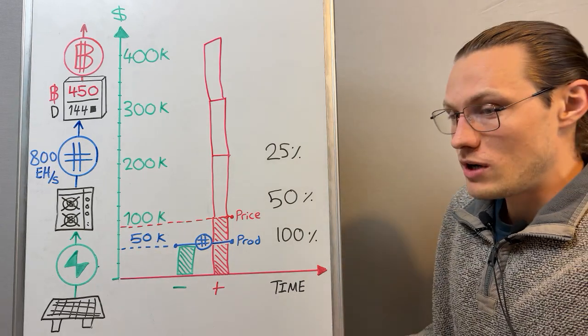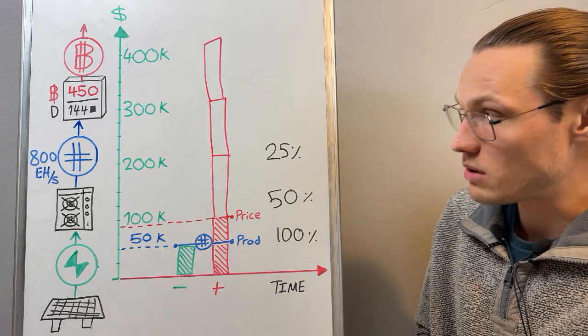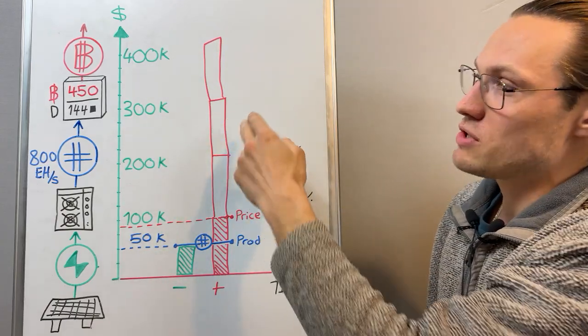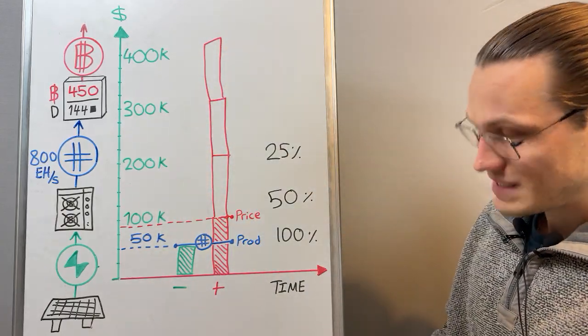Because how low will Bitcoin price go? Well, if the price has shot up to here and you're like, should I buy at 300 because I think it'll pump to 400?